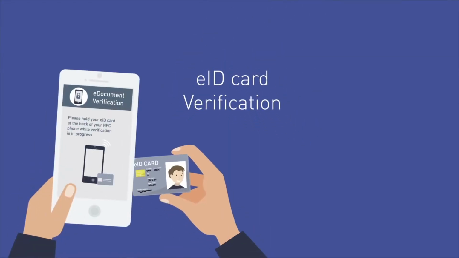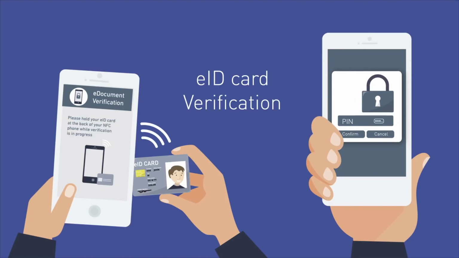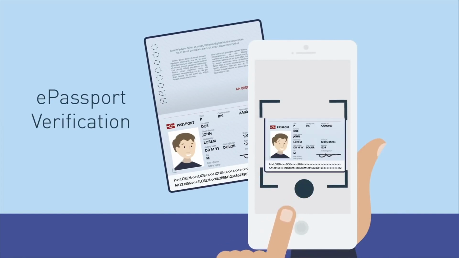John simply places the contactless eID card on the back of his NFC phone and enters the associated PIN. The app reads the certificates in the card and identifies him. He could also use his ePassport.